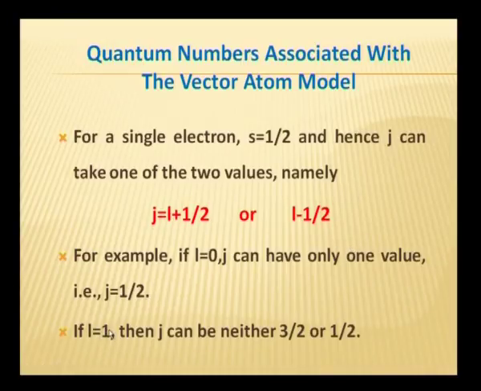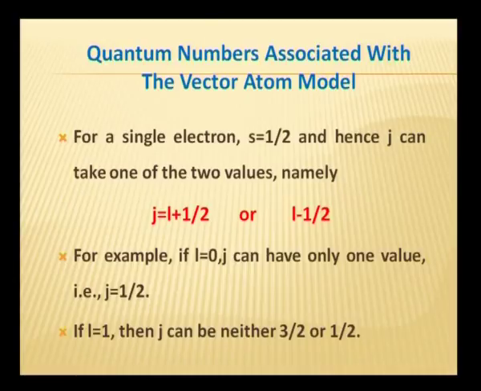If L is 1, then what happens? 1 plus half will be 3 by 2, or 1 minus half will be half. Therefore, for a given L value, L plus half or L minus half are the two possible J values. So J, or Pj, is the resultant angular momentum.